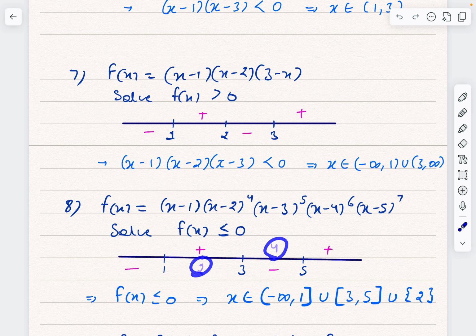Plus 2 and 4. You see 4 is already there between 3 and 5. But 2 is not there right now, so we have to include 2 separately. So union 2. Value at 2 is also 0, and 2 does not come here right now. 4 comes between 3 and 5, but 2 doesn't. So we include 2 separately. So this is your final answer. I hope it is clear. Let us go to the next problem.